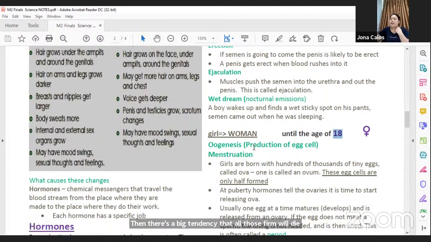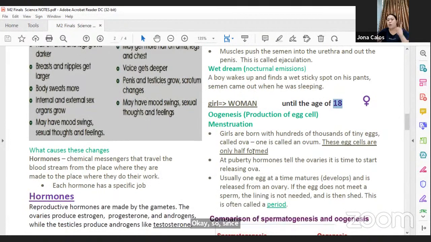Okay, so since females produce only one egg every month, if that egg is not fertilized, then it also has to go out of the body. Females don't ejaculate. So in this counterpart, females will have a period, or menstruation, that is to flush out the egg, the dead egg cell. Along with the egg cell, the lining of the uterus, which becomes thick, will all have to be dislodged or removed so that it will become thin again.